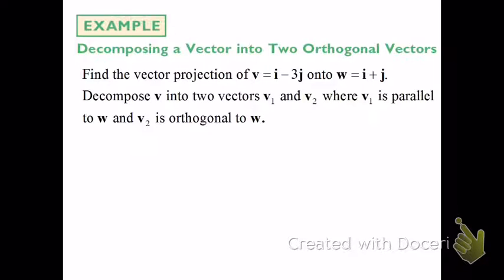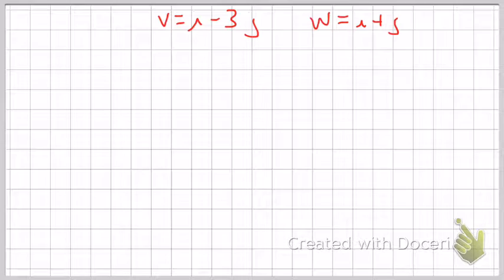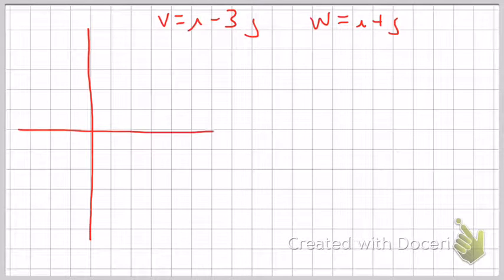Let's try out some graph paper this time here. Okay, so I'm going to just write down the vectors that we're working with in the example here. We have V is equal to i minus 3j, and we have W is equal to i plus j. And I'm going to go ahead and graph those here on the left side, on the rectangular coordinate system.